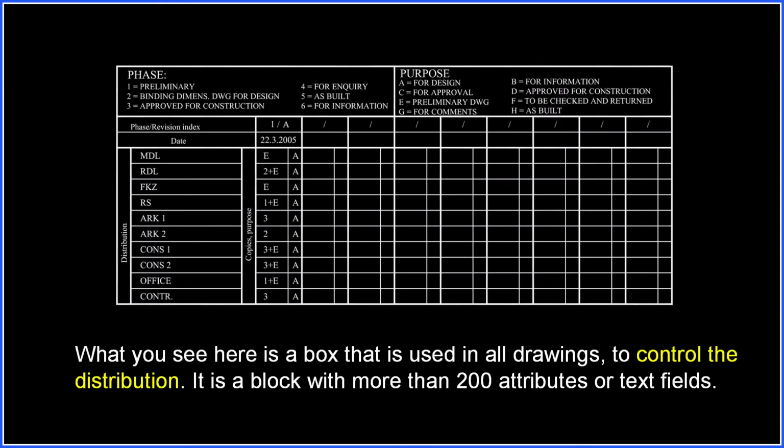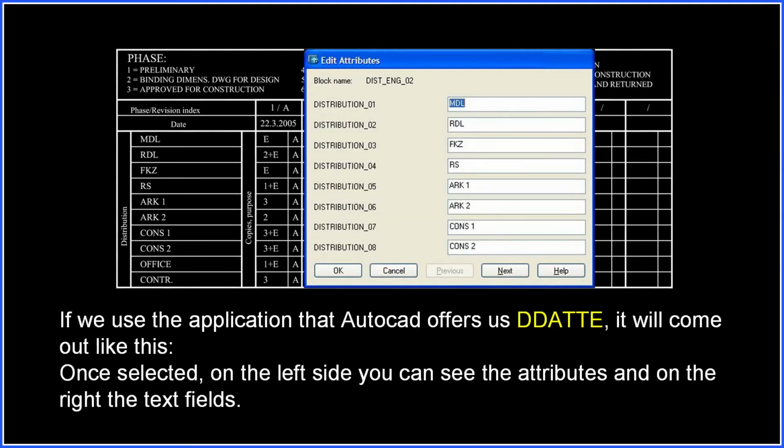What you are seeing is a box that is used in all drawings, to control the distribution. It is a block with more than 200 attributes or text fields. If we use the application that AutoCAD offers us, DDATTE, it will appear like this. Once the block is selected, on the left side you can see the attributes and on the right the text fields.